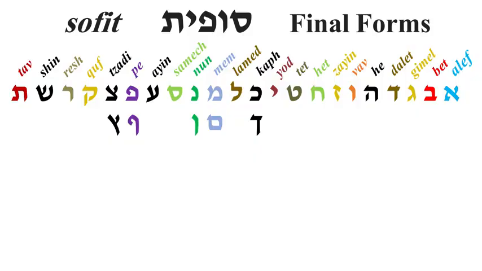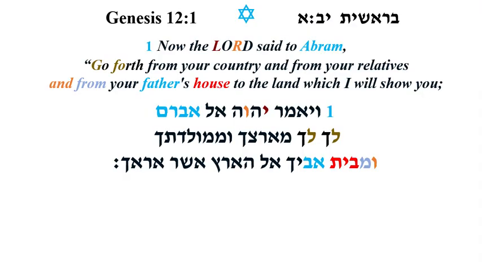Remember the Sophite forms? Certain letters had a final ending. The Kaf, the Mem, the Nun, the Pei, and the Tzadi. Those 5 letters that have final forms, they all relate to somebody in the Bible. Let's look at the first one. Genesis 12:1. Now Yahweh said to Abram, Go forth from your country and from your relatives and from your father's house to the land which I will show you.